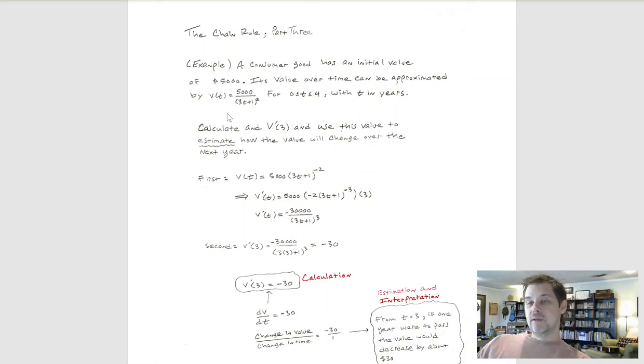Anyway, it says calculate V prime of 3 and use this value to estimate how the value will change over the next year. So two parts to that question. First, calculate V prime at 3, so that's the derivative evaluated when t is equal to 3. Part 2, use whatever that number is to estimate how the value will change over the next year, from year 3 over the next year.